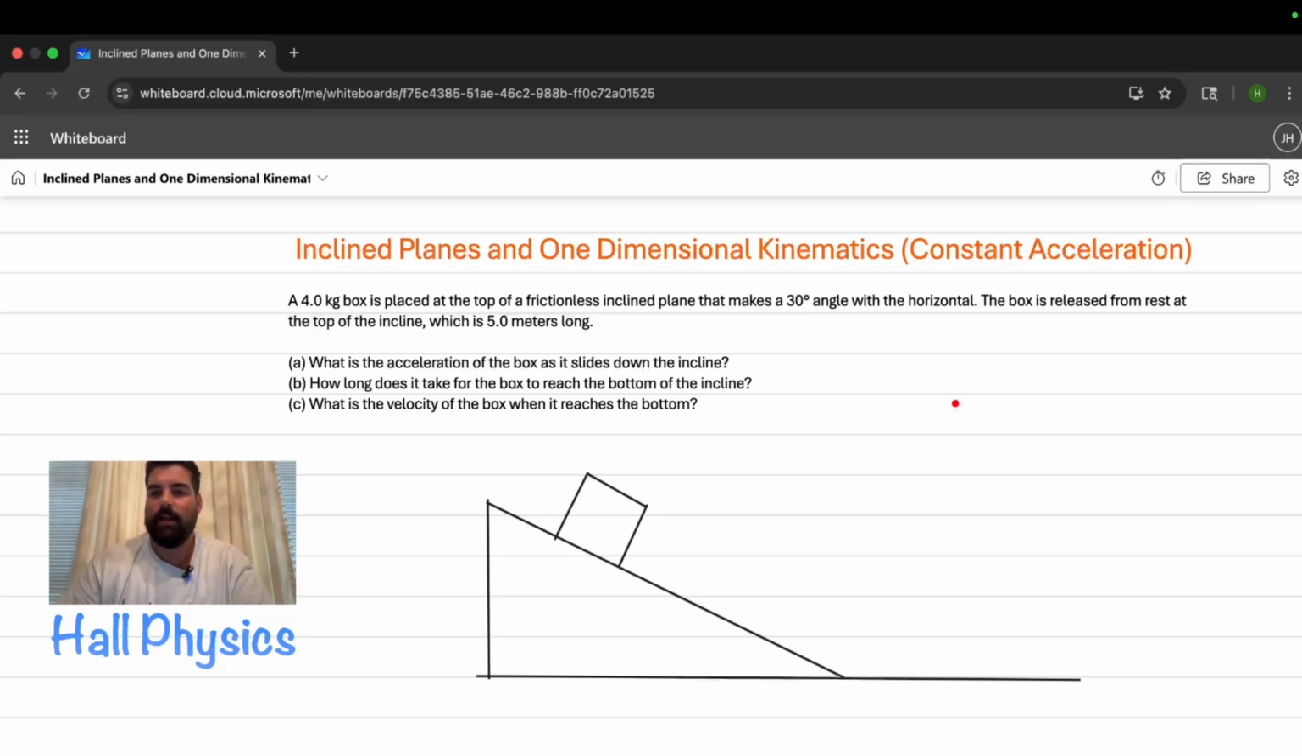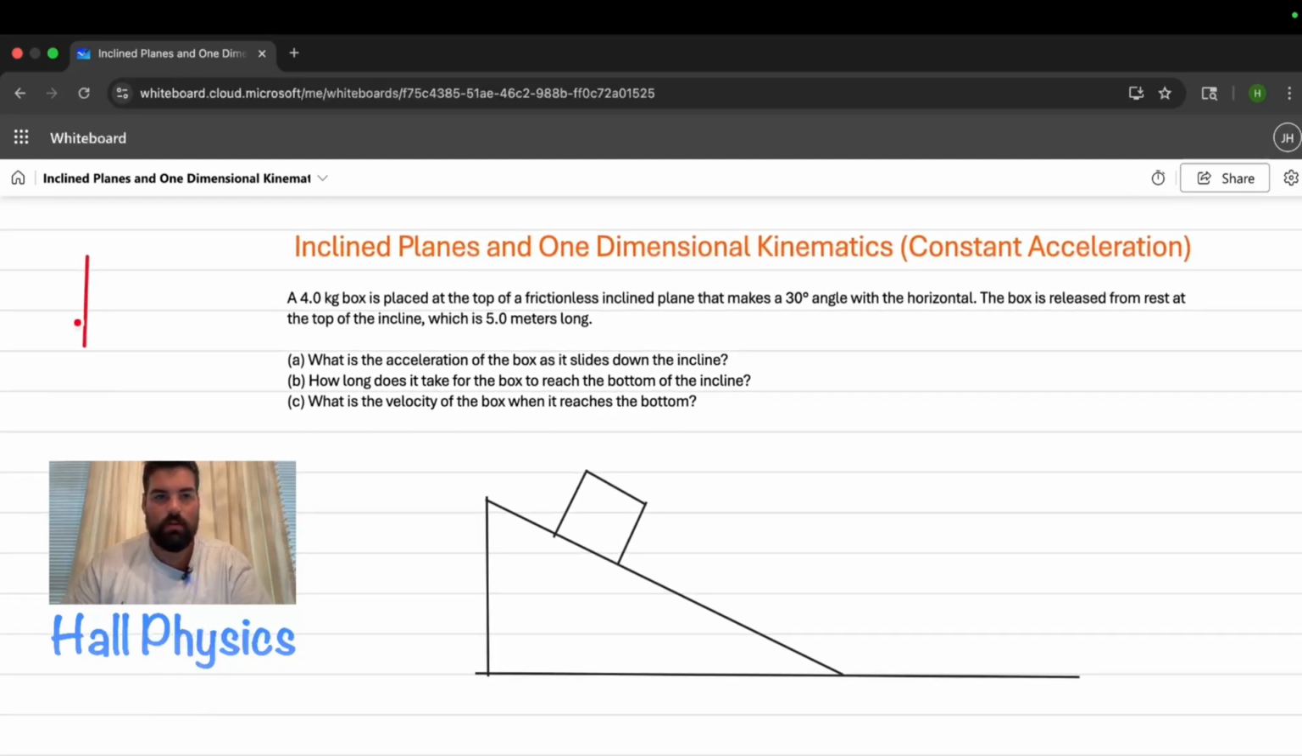The first thing I like to do whenever we have an inclined plane problem is establish my X and Y axis. So I'll make a note over here in the corner. This direction is X. This direction will be Y. That way when we add up our net force, we'll know positives and negatives.